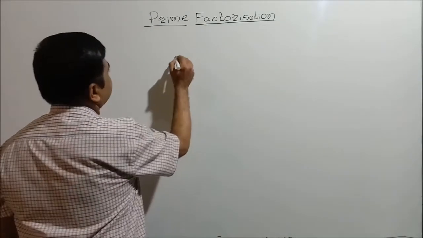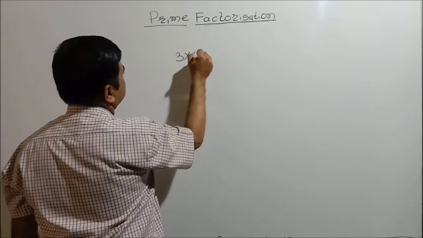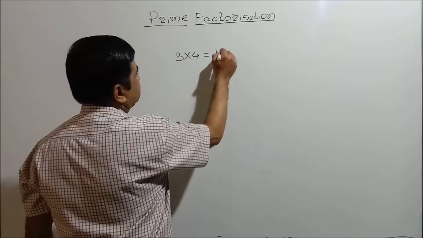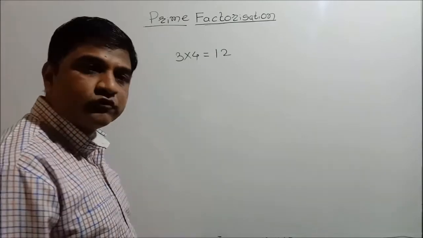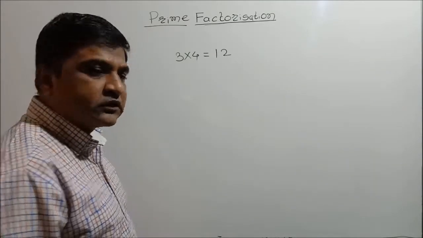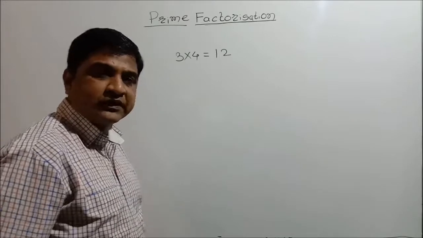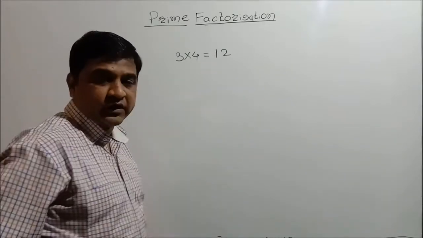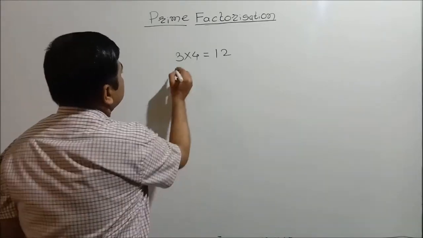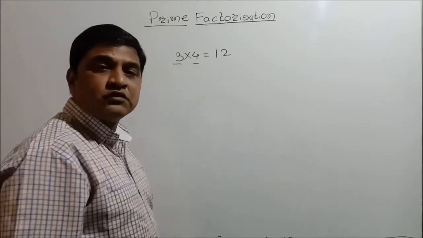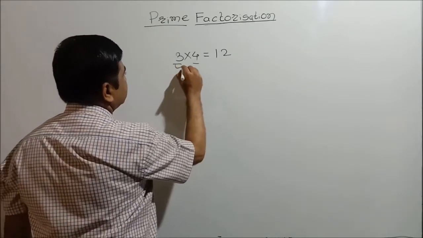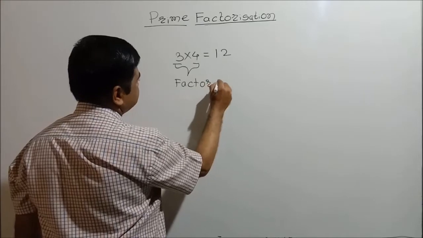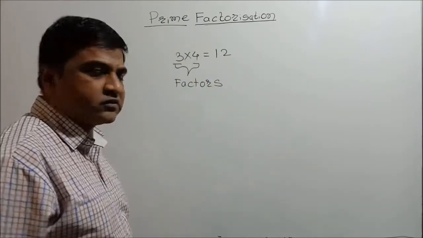If I multiply 3 with 4, we'll get 3 4s are 12. This is known as the multiplication of 3 and 4, or the product of 3 and 4. In this, 3 is known as a multiplicand and 4 is known as a multiplier, while 12 is known as a product. But these 3 and 4 are also known as factors. They are known as the factors of this product.